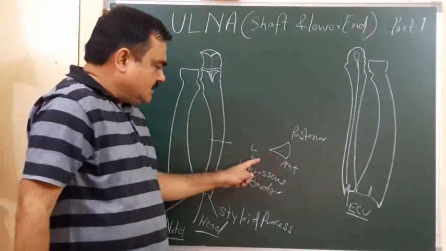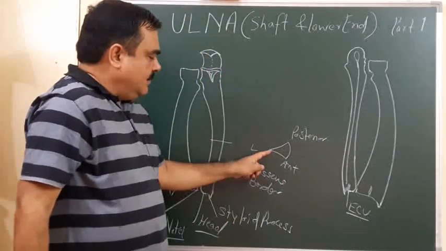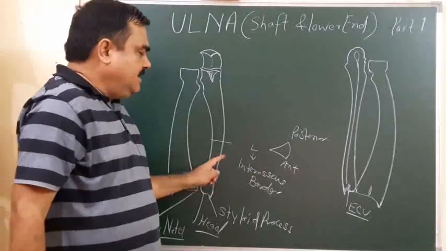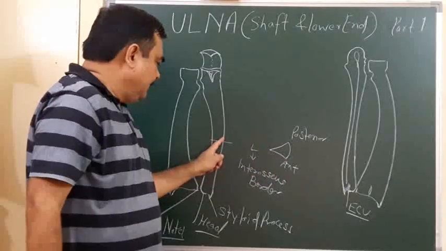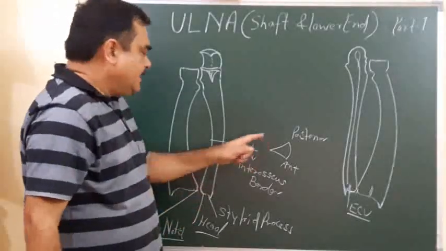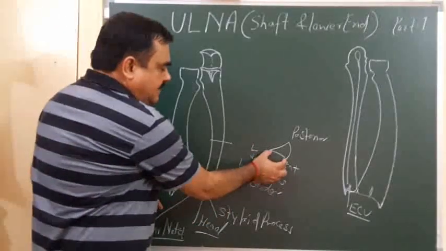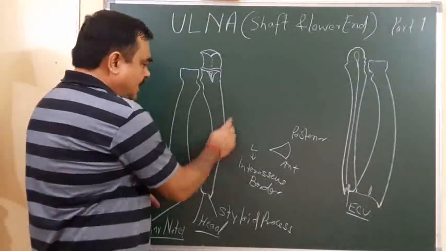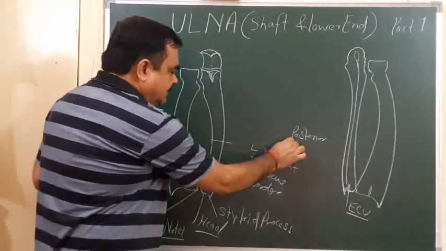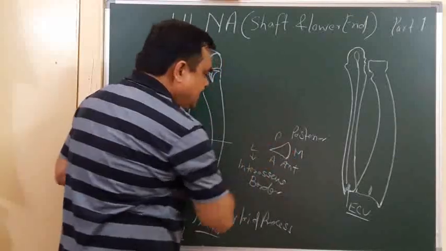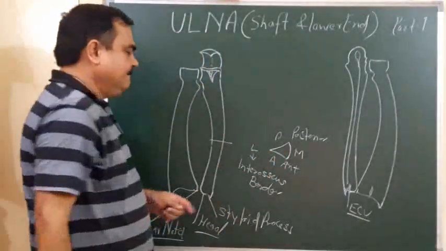So there are three borders. Lateral border, which is the interosseous border. This is the anterior border. And this is the posterior border. And surfaces. This is the anterior surface, between the interosseous and anterior border. On the medial side, this is the medial surface. And this is the posterior surface.